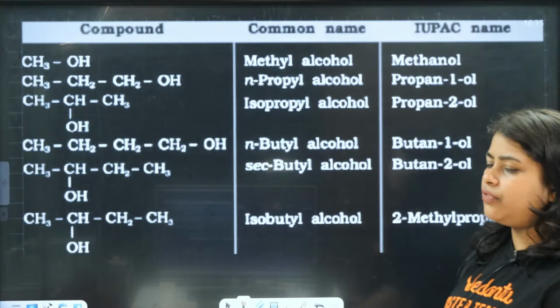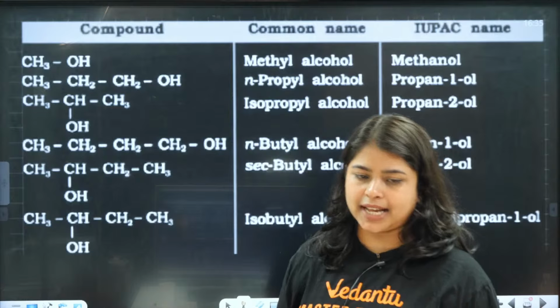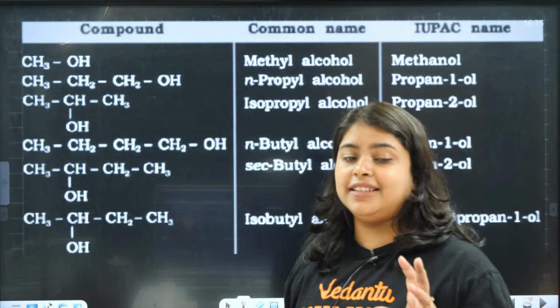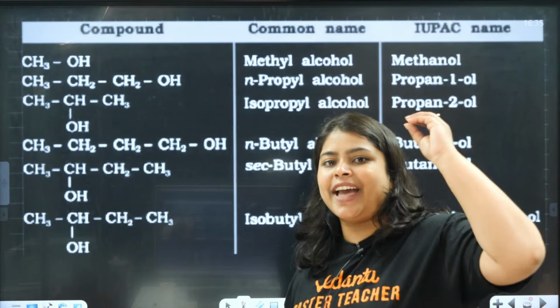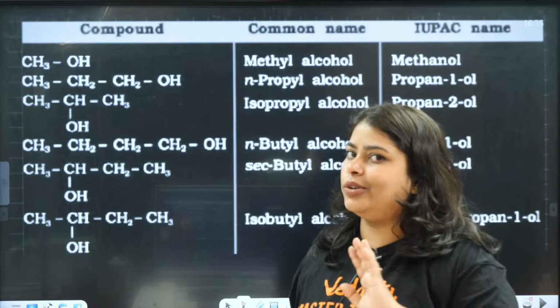So that's what I told you. If CH3 appears 2 times, then think of it as secondary. This is a trick I am telling you. Don't think that wherever there are 2 CH3, you should think of it as a secondary alcohol. Don't think in that way.